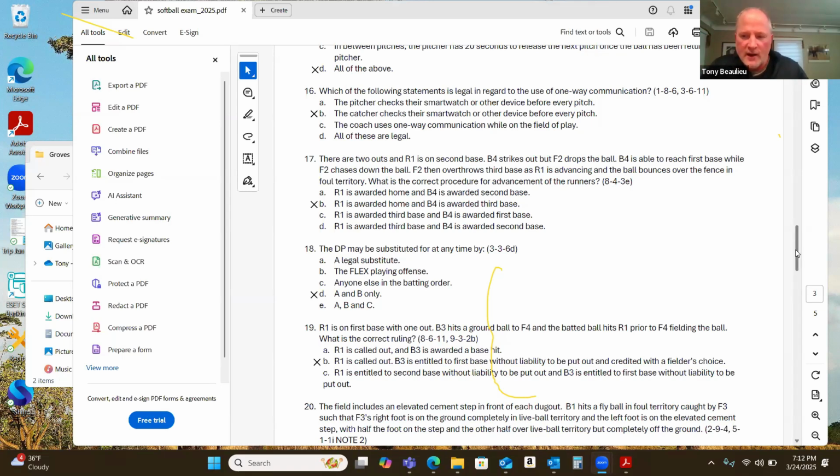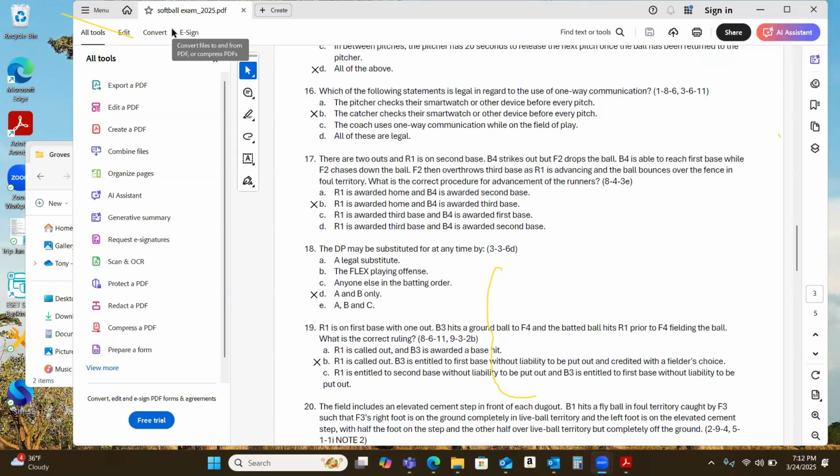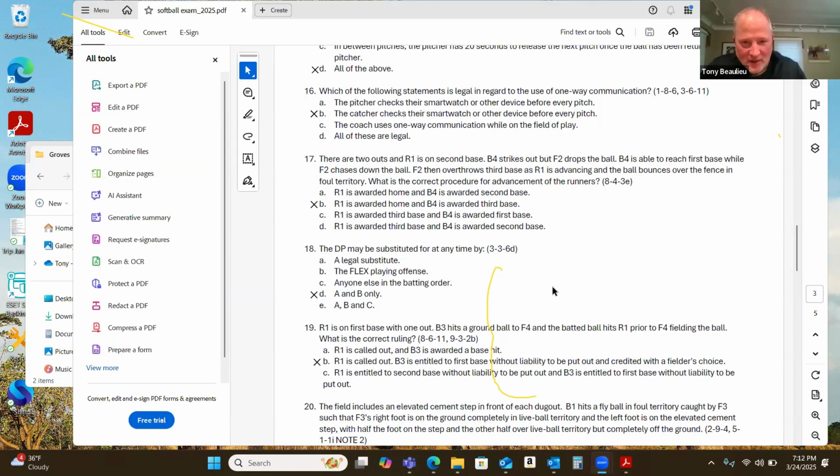Just real quick, with an infield fly rule, if it's a bunt, there's no infield fly. Okay, Carl, they didn't change that, did they? No, a bunt is just not an infield fly. Just wanted to make sure everybody understood that.